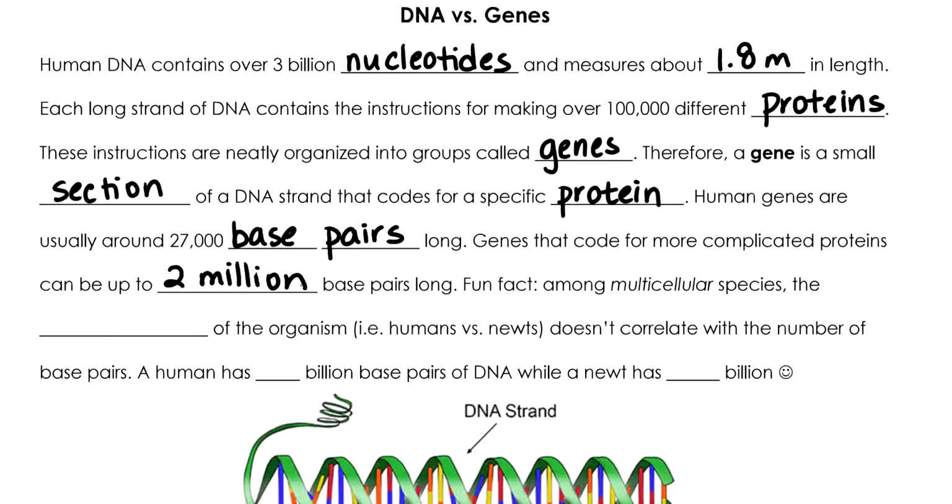Here's an interesting fact though. Among multicellular species, like you and I, not bacteria, the complexity of the organism, like if we compared ourselves to a newt, I'm pretty sure you would say that humans are a more complicated multicellular organism than newts. The complexity doesn't correlate with the number of base pairs. A human has 3 billion base pairs of DNA, while a newt has 15 billion.